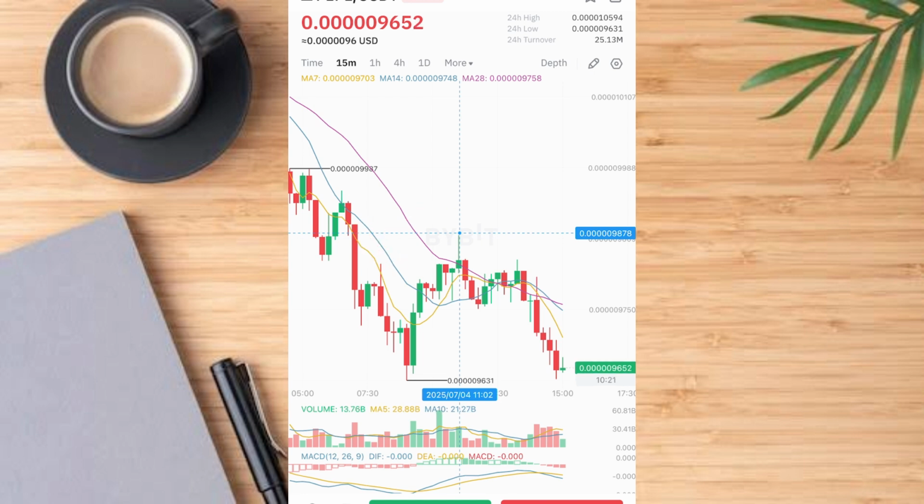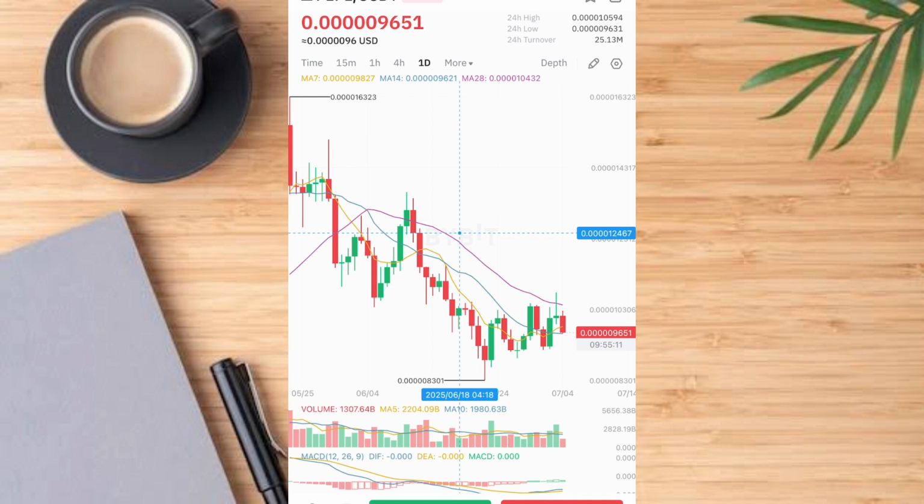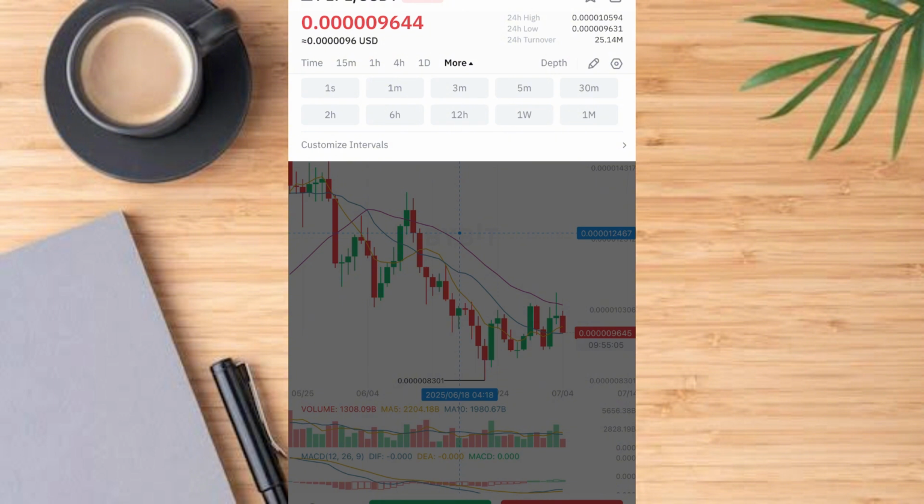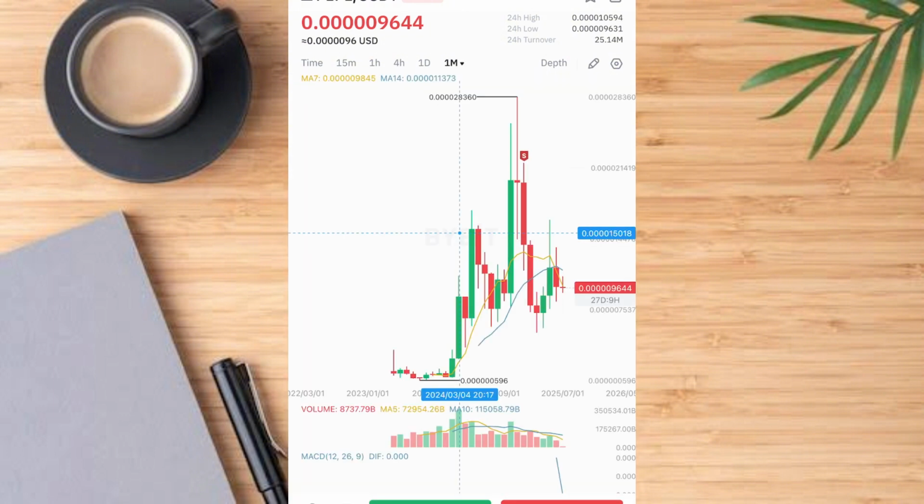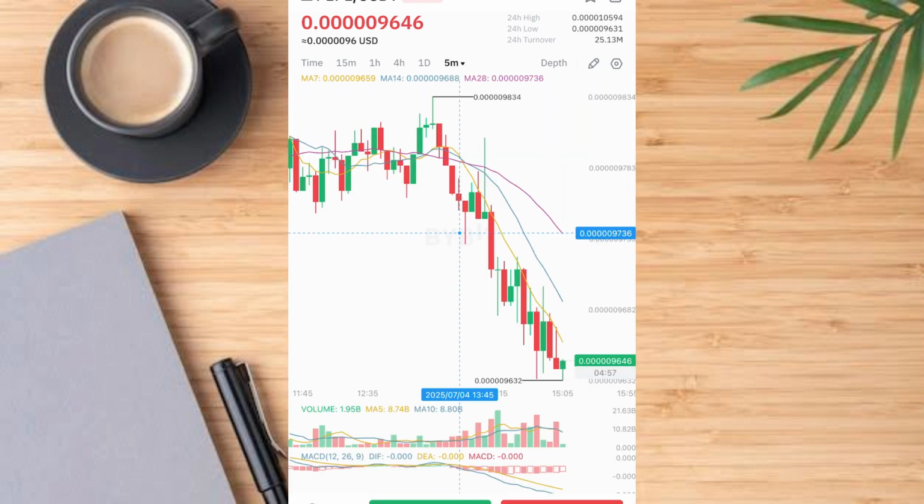That does not mean that you should end your trading in 15 minutes. No. If you tap on 1 hour, then each candlestick represents 1 hour. If you tap on 1 day, each candlestick stands for 1 day. And if you want to know more about that, tap on this more button. You can see that you can go as high as 1 month. That is, each candlestick stands for 1 month. So this has to do with the kind of trading you want.